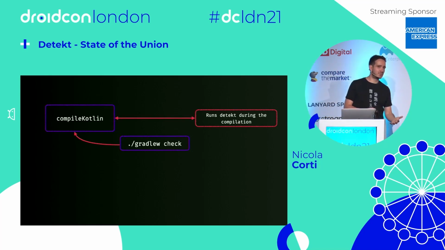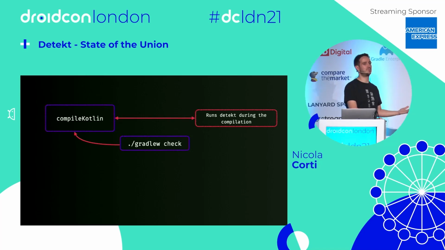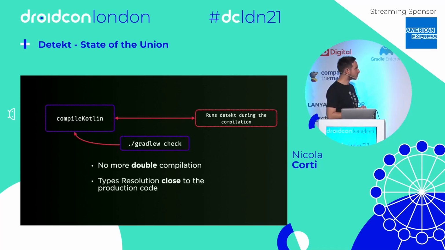So this means that we have access to the intermediate compilation output, and we can have a view of the code that is as close as possible to what the Kotlin compiler sees. And this is just great for a variety of reasons. First, because we don't compile twice, which is way, way faster than how fast Detekt is now. And type resolution is just close to the production code.